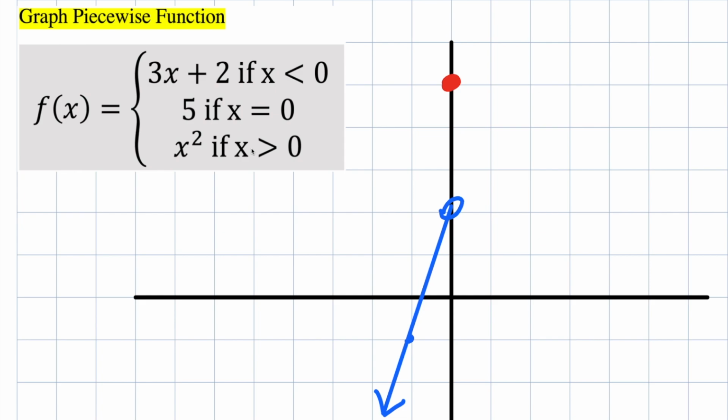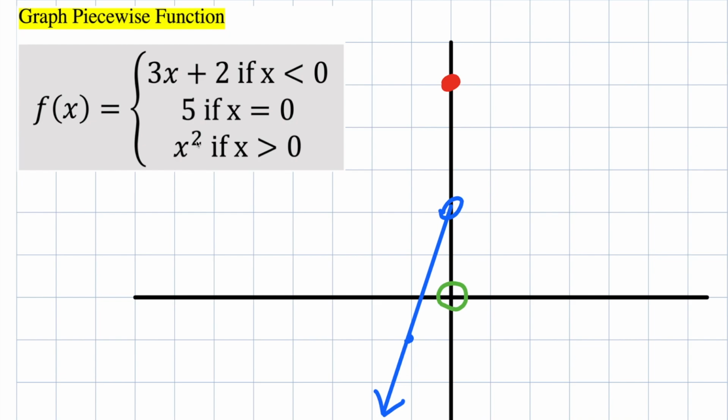And now we have our last one. If x is greater than 0, we've got to do an open circle. So when x is 0, 0 squared is still going to be 0. So we can draw an open circle. And now it's saying if x is greater than 0. So let's try 1. Now this isn't linear. It's an x squared, so it's not linear.